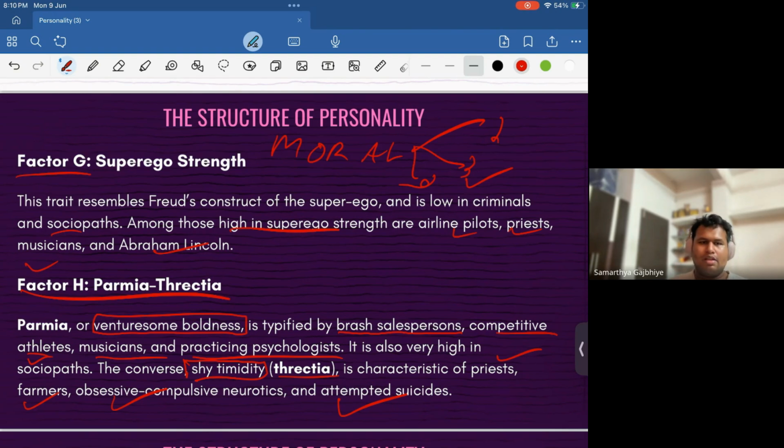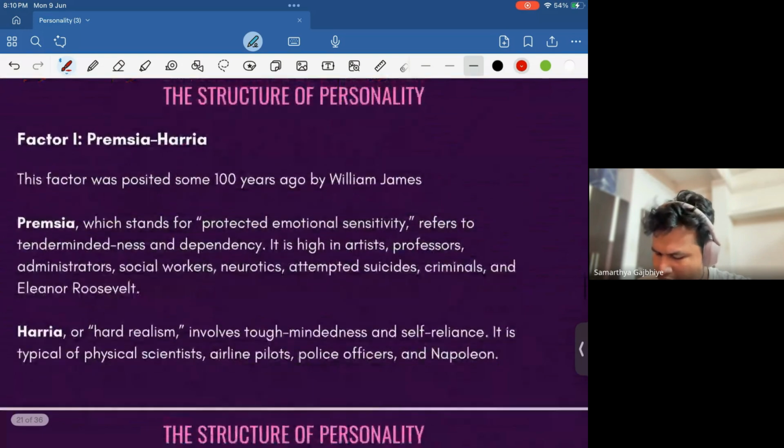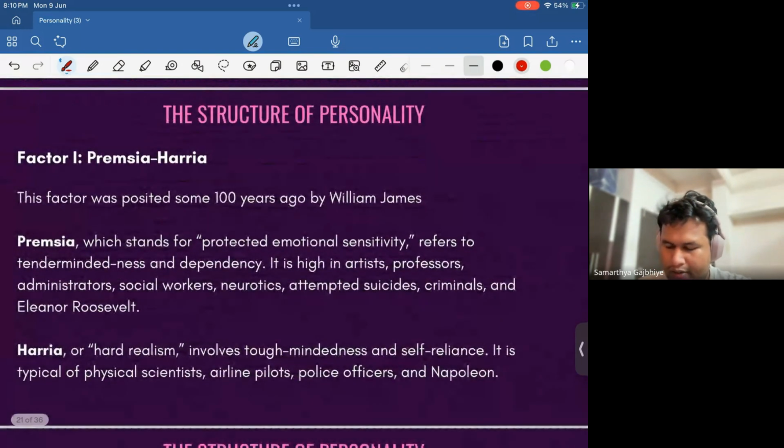पारमिया और थ्रेक्टिया. बताओ बताओ. Glow stick time soon, by the way. Oh man, only three answers. बहुत थक गए हो क्या तुम लोग? ठीक है, आ ही गए हम एंड पे. अभी Q4 वगैरह आ जाएगा थोड़े टाइम में.